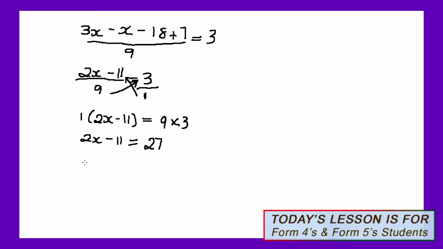Great. So in order to do so, remember from previous videos, we will add 11 to both sides of this equation. So you can write 2x is equal to 27 plus 11. And that would have been obtained by just adding 11 to both sides. Okay. So we have 2x is equal to 27 plus 11, which would be 38.